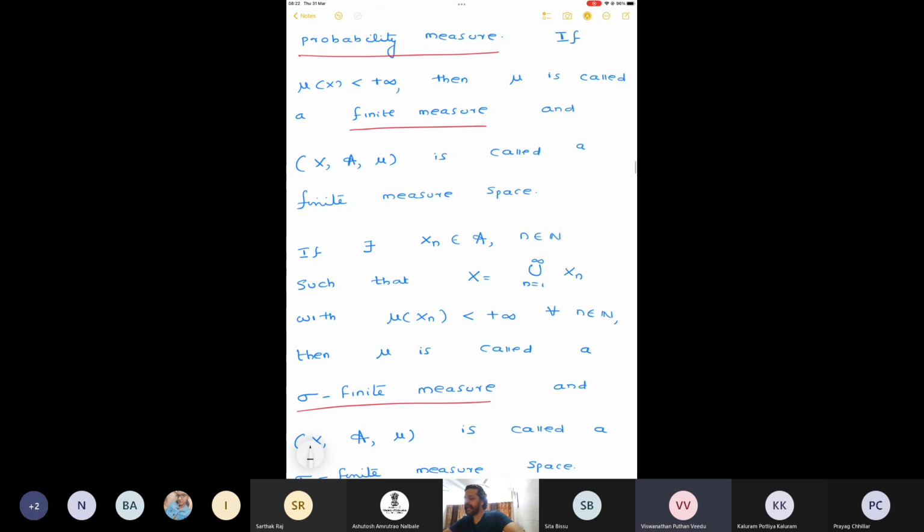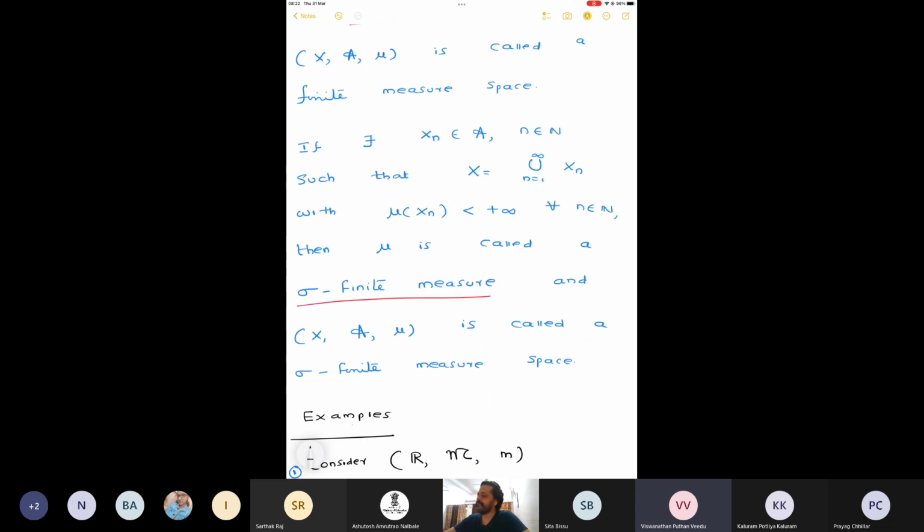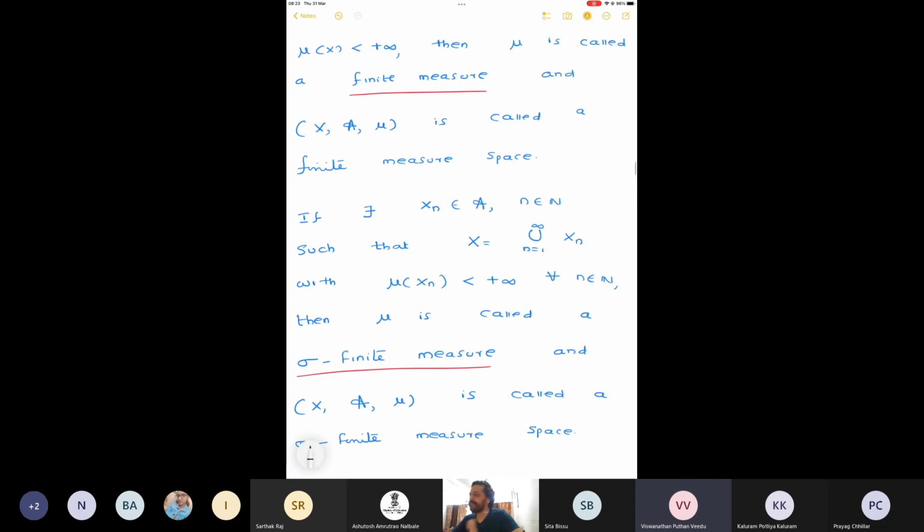Now we have another concept. Instead of finite measure, sometimes we are okay with what is called a sigma finite measure. Now what is a sigma finite measure? The parent set X you can write as a countable union of subsets, and each of these subsets is of finite measure. I repeat, you have a measure space. That means you have a set X, you have a sigma algebra, you have a measure. And the set X you can express as a countable union of measurable subsets, and each of these has finite measure. Then you call such a measure a sigma finite measure on set X.